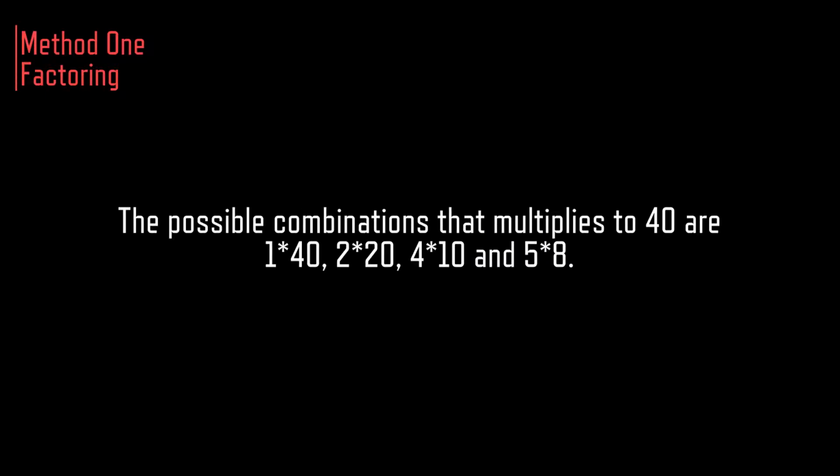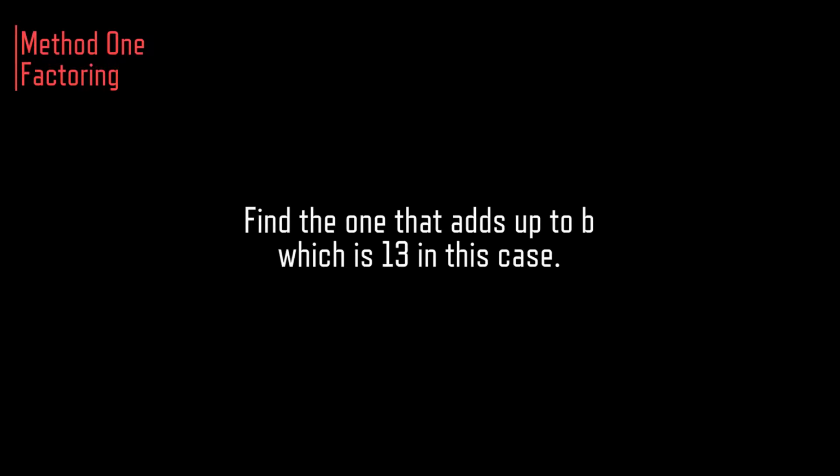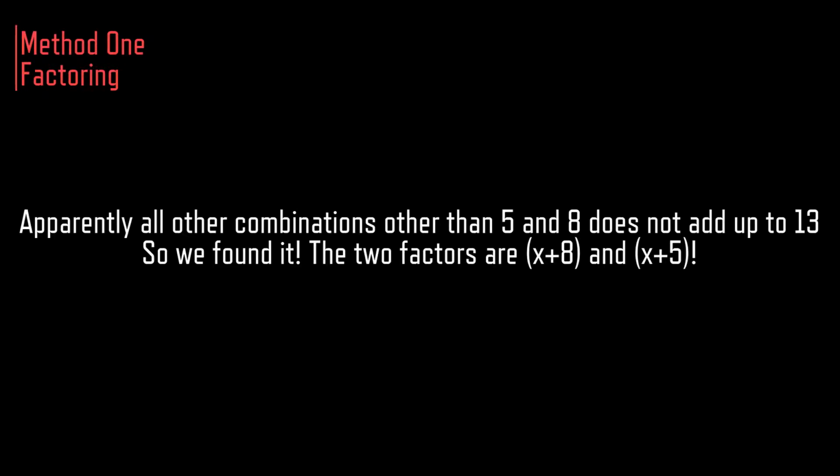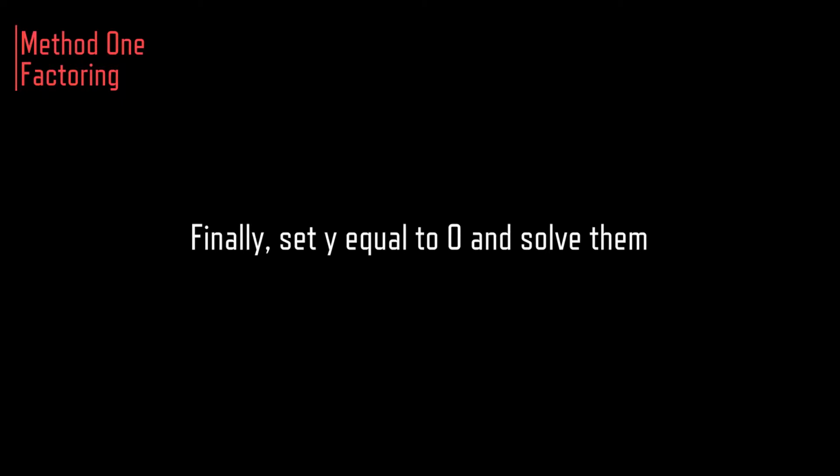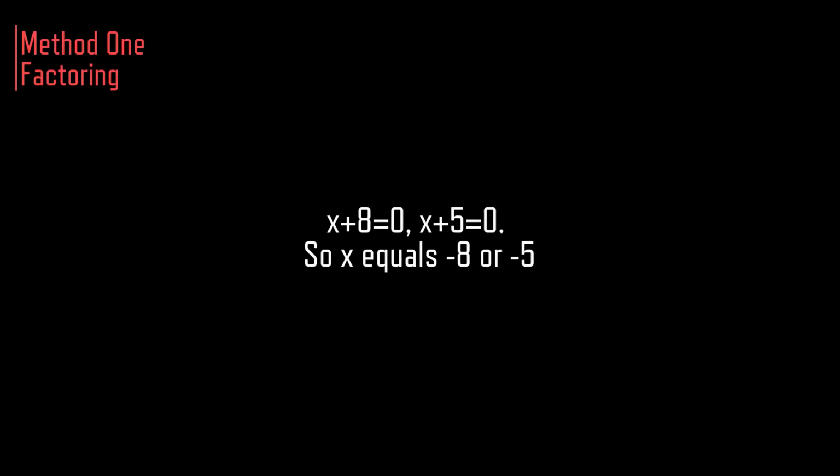The possible combinations that multiply to 40 are 1 times 40, 2 times 20, 4 times 10, and 5 times 8. Find the one that adds up to b, which is 13 in this case. Apparently all other combinations other than 5 and 8 do not add up to 13, so we found it. The 2 factors are x plus 8 and x plus 5. Finally, set y equal to 0 and solve them. X plus 8 equals 0, x plus 5 equals 0, so x equals negative 8 or negative 5.